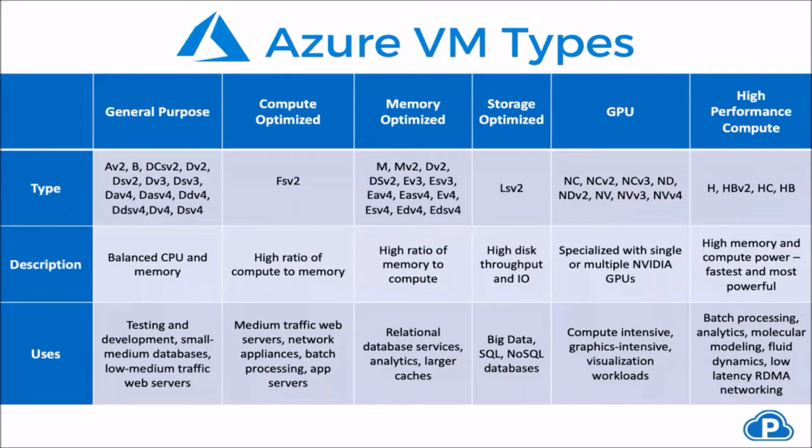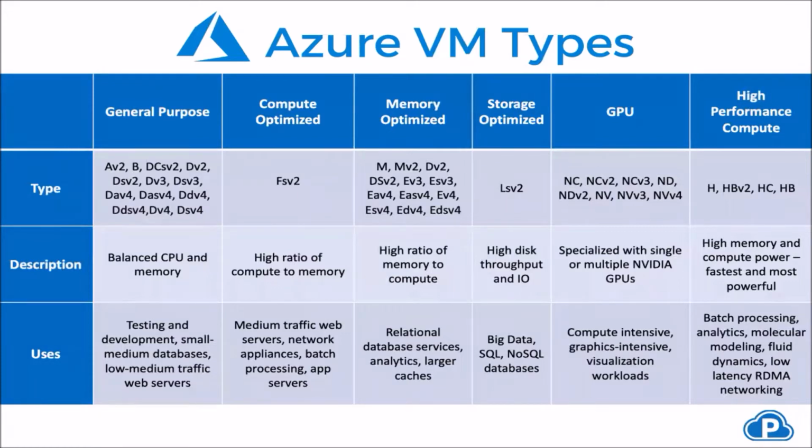Microsoft Azure VM types, or Azure VM family. There are six different types of virtual machines available in this family. The first one is general purpose virtual machines. This type of virtual machine gives us a balanced CPU and memory. Av2, B, DCs v2, Dv2, and so on are different types of machines in this series which we can use. These are used for testing and development, small to medium databases, low to medium traffic, and web servers.